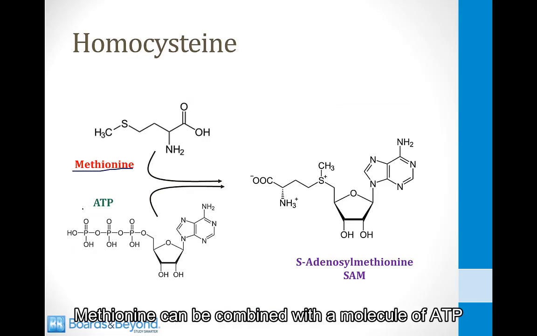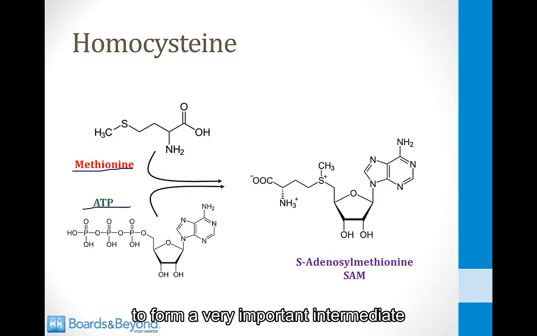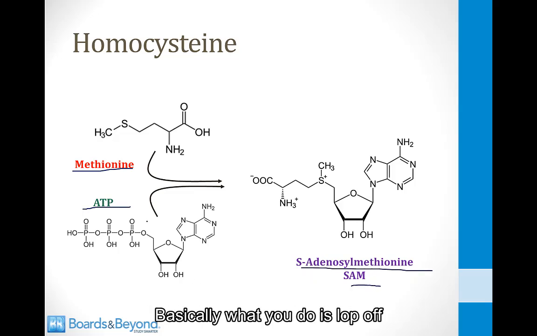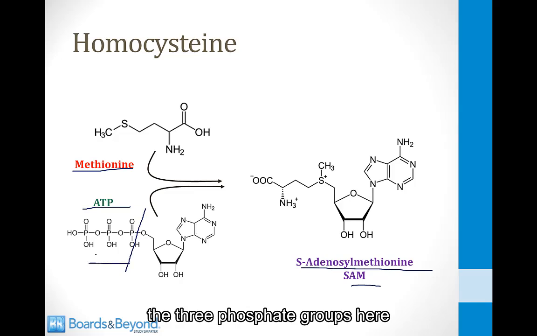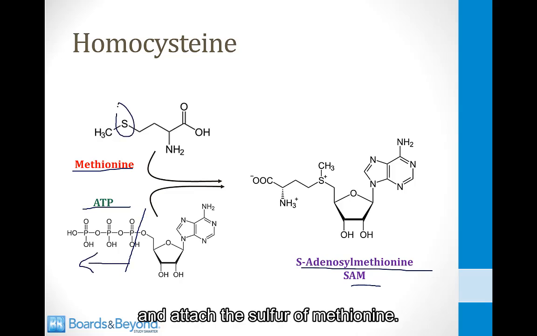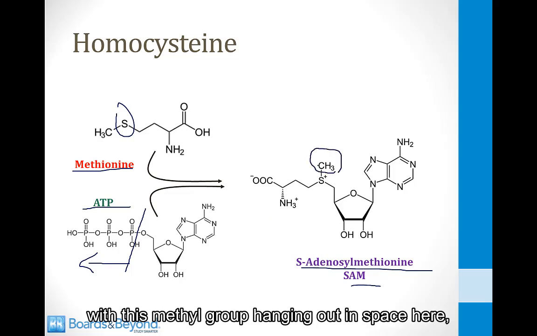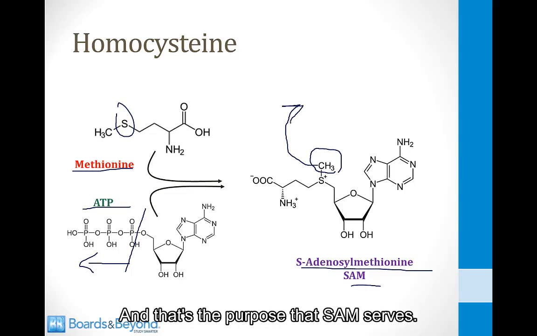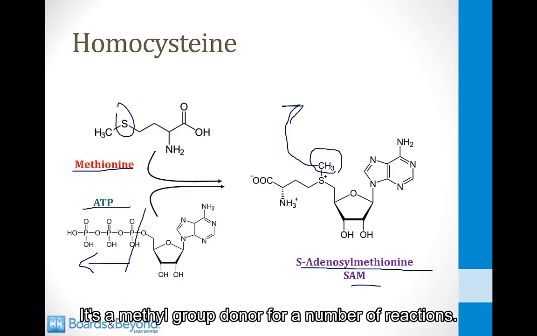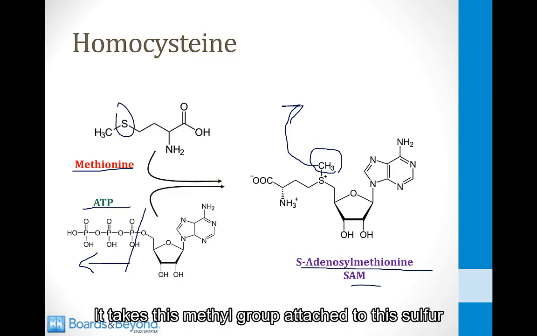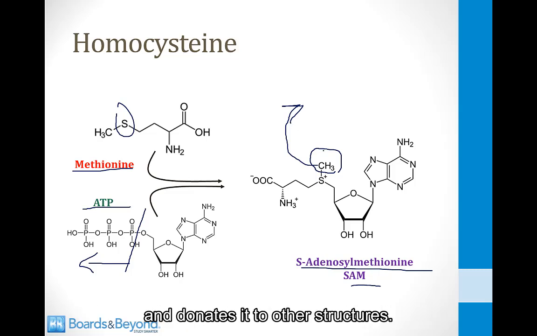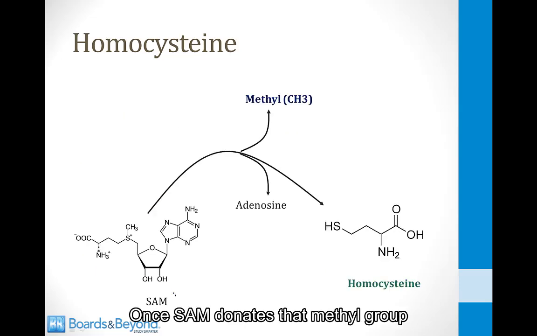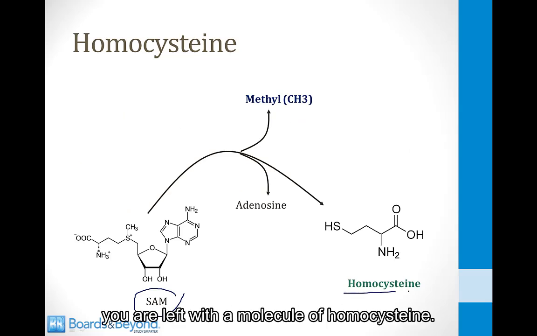Methionine can be combined with a molecule of ATP to form a very important intermediate called S-adenosylmethionine, or SAM. Basically what you do is lop off the 3 phosphate groups here and attach the sulfur of methionine. This will form a molecule of SAM with this methyl group hanging out in space here ready to be plucked off, and that's the purpose that SAM serves. It's a methyl group donor for a number of reactions. It takes this methyl group attached to the sulfur and donates it to other structures. Once SAM donates that methyl group and the adenosine is removed, you are left with a molecule of homocysteine.